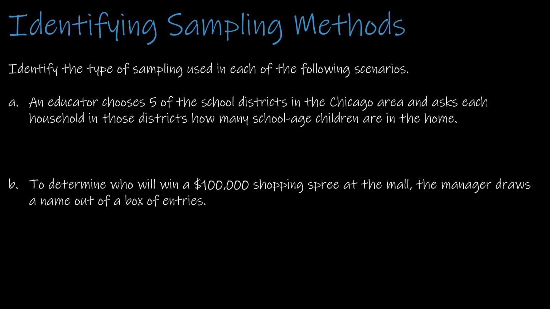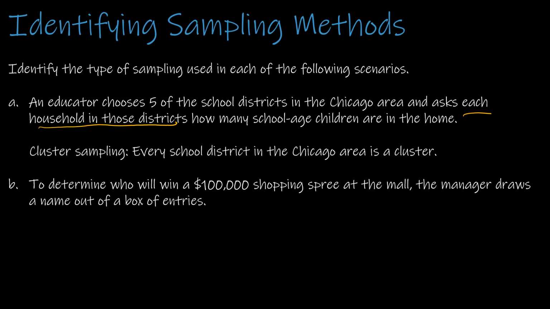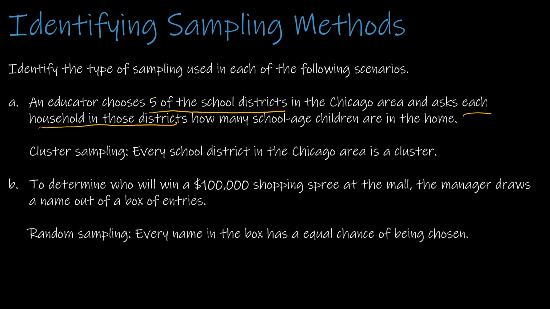So the fact that it's each household in those districts tells us that this is going to be a cluster sample. So remember, cluster says we've got all of these different clusters. We're randomly selecting clusters. So 5 clusters, and then asking everybody in that cluster. Last one, to determine who will win a $100,000 shopping spree at the mall, the manager draws a name out of the box of entries. So this would be a random sample because every name in the box has an equal chance of being chosen.